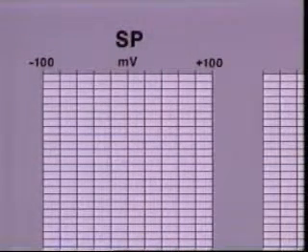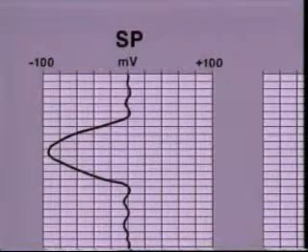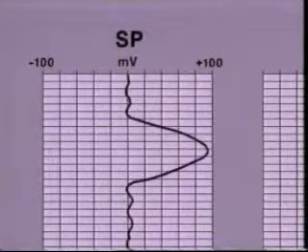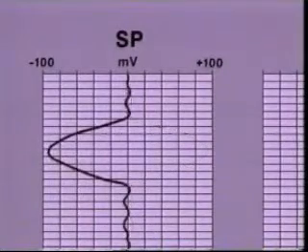Let's examine a few basic relationships. First, we see that the SP curve is scaled in millivolts, with each division of the scale usually representing 20 millivolts. A negative reading will cause a deflection to the left, and a positive reading will cause the curve to deflect to the right. In the case of a freshwater mud and saline formation waters, the potential observed opposite, say a permeable sandstone bed, is negative compared to the potential opposite shale. Thus, the SP curve will deflect to the left.